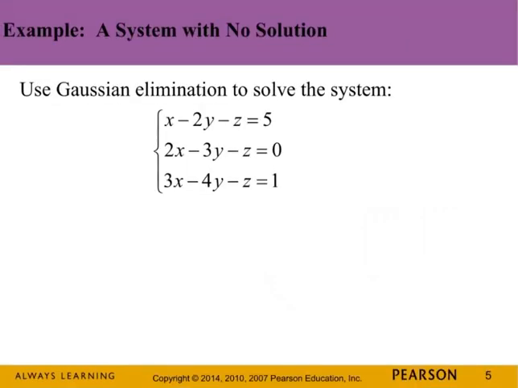Okay, so with Gaussian elimination, remember the goal is to get 1s along the main diagonal and then 0s everywhere else. And when we do it properly, the answer is going to be shown. But there's a good chance that we might not be able to do it. So first let's get our augmented matrix. We take our coefficients. We have 1, -2, -1, 5, 2, -3, -1, 0. We have 3, -4, -1, 1.